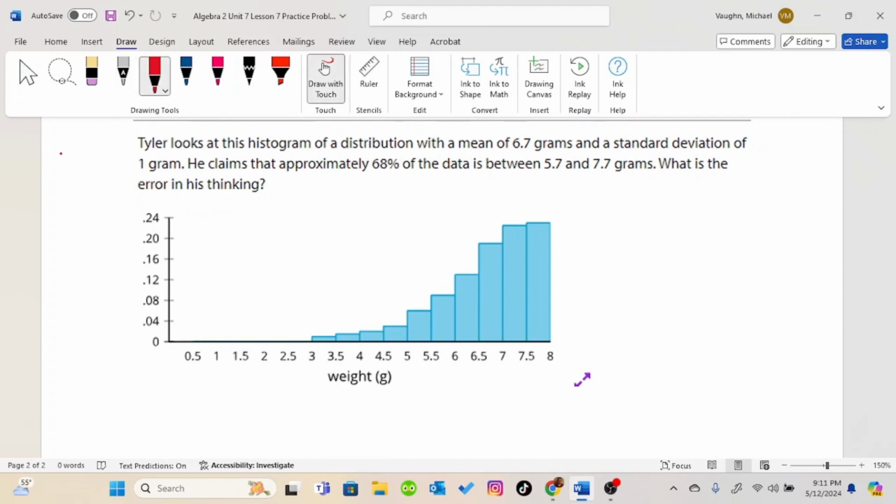And our last practice problem, Tyler looks at this histogram of a distribution with a mean of 6.7 grams and a standard deviation of 1 gram. He claims that approximately 68% of the data is between 5.7 and 7.7 grams. What is the error in his thinking? The problem is what I highlighted in the definition.